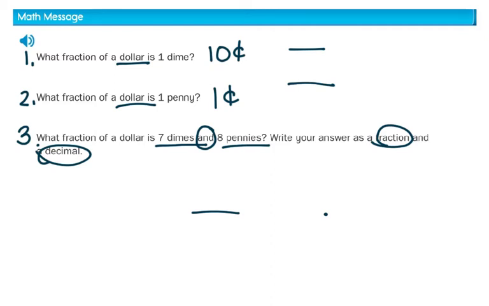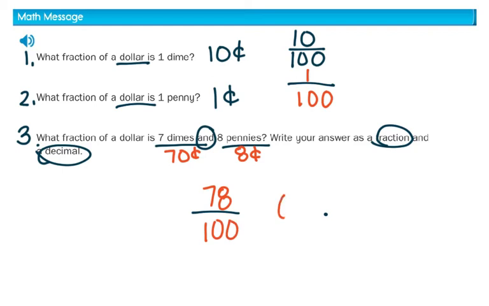Number 1, what fraction of $1 is a dime? It's 10 out of 100 cents. What fraction of $1 is 1 penny? It is 1/100th. What fraction of $1 is 7 dimes, which is 70 cents, and 8 pennies, which is 8 cents? It would be together 78 hundredths. And as a decimal, it looks like this, 78 hundredths.